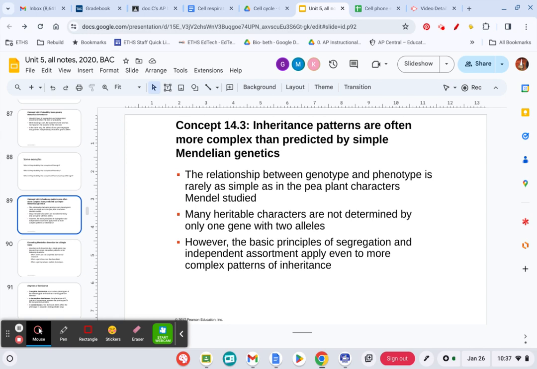Mendelian genetics is really simple, and in some ways Mendel got really lucky because the pea plants he was using exhibited a very simple, easy, straightforward dominance and recessive. There were only two alleles for it, and you either were dominant or you were recessive, and that was it. But there are a lot of traits that are not inherited by just one gene with two alleles. So there's a lot beyond Mendelian genetics that we can talk about, and we will talk about.